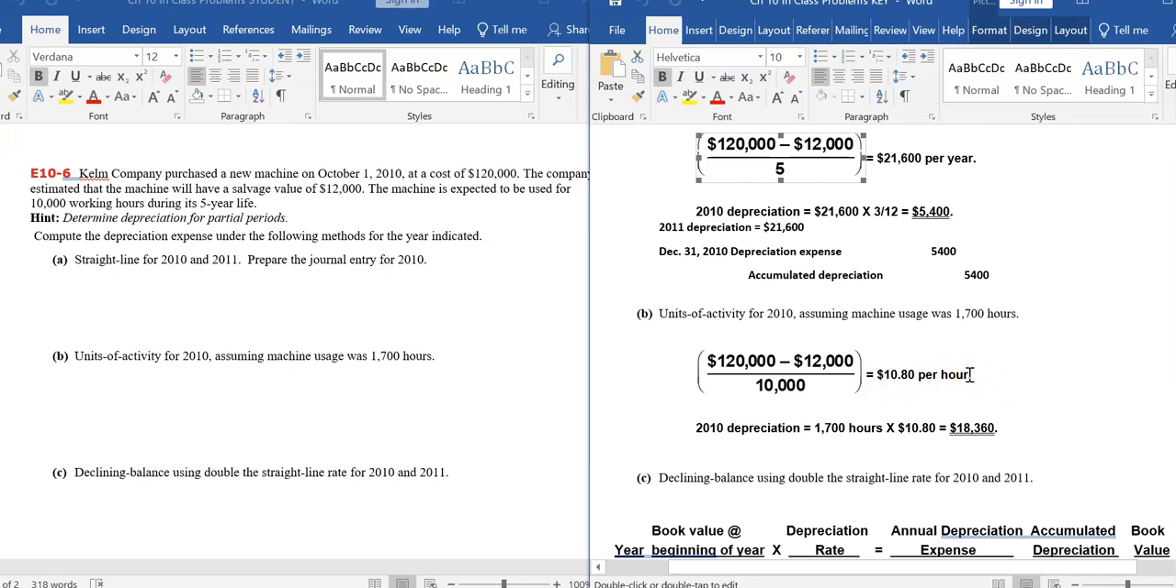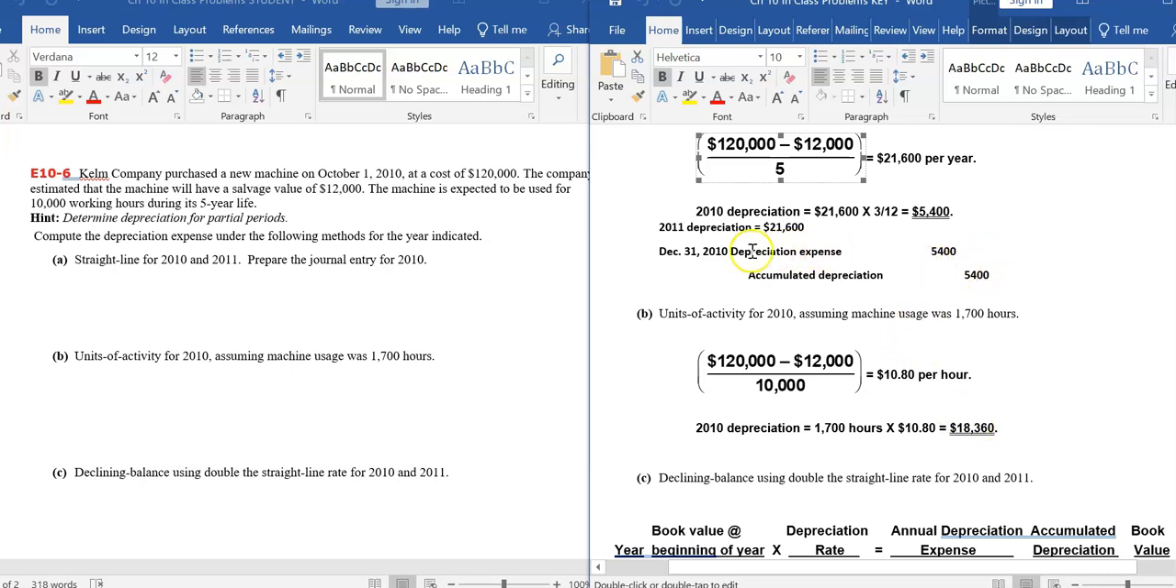The second step is, now that we have this rate per unit, each year we are going to multiply the year's number of hours. In 2010, the machine was used for 1,700 hours. We will multiply the number of hours times the depreciation rate per unit. That means for 2010, depreciation would be $18,360.